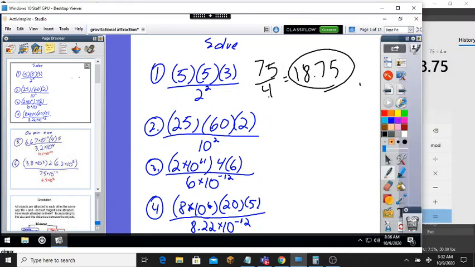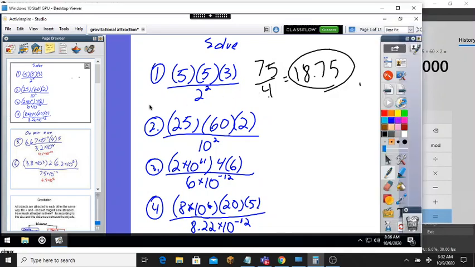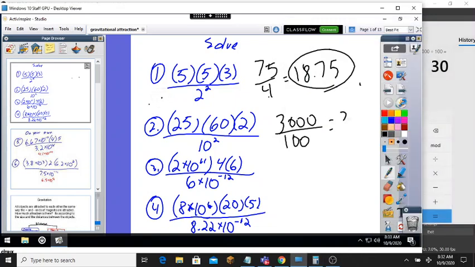Okay, so let's do the next one. All we're doing is multiplying everything across, okay? 25 times 60 times 2 is 3,000. 10 squared, 10 times 10, is 100. 3,000 divided by 100 gets me 30. Okay? And now we're running into exponents.